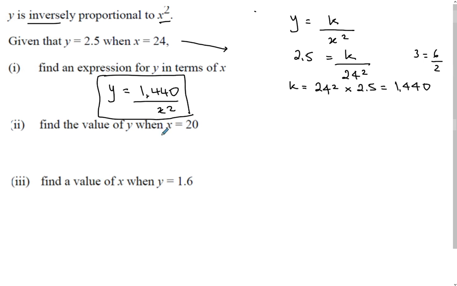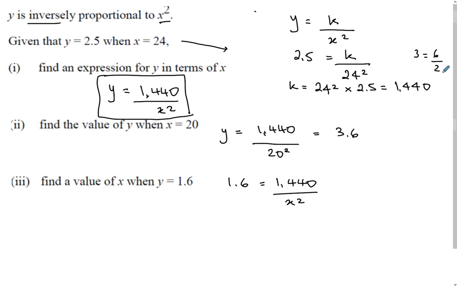Alright? Okay. Find the value of y when x is 20. So y equals 1,440 divided by 20 squared, and that will give you 3.6. Alright? Good. Find the value of x when y equals 1.6. So we've got 1.6 equals 1,440 divided by x squared. Using our format here, you can tell we're going to do that divided by that. So x squared equals 1,440 divided by 1.6, which gives you 900. And then when you square root it, you get 30.